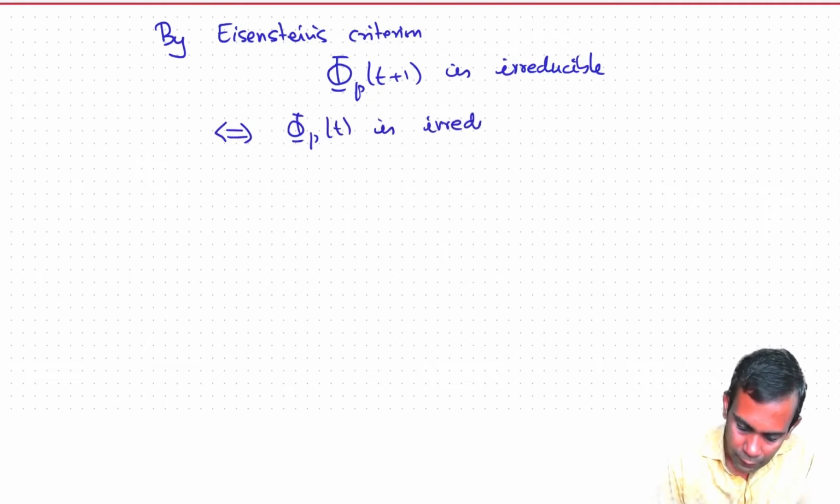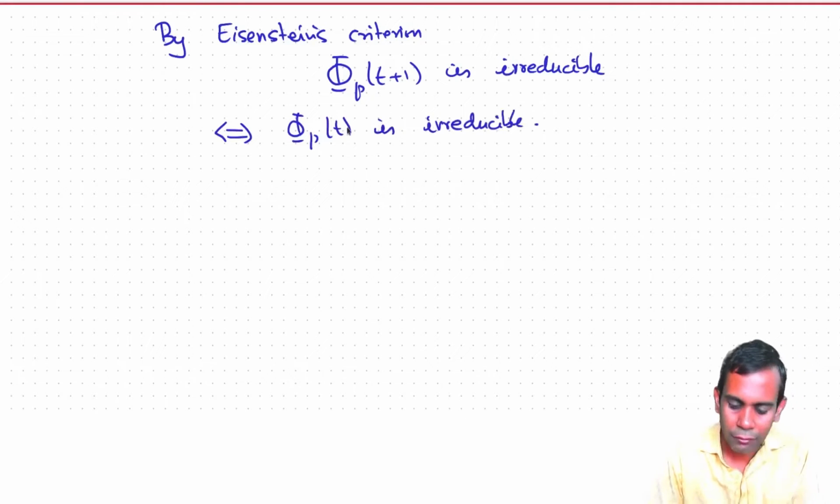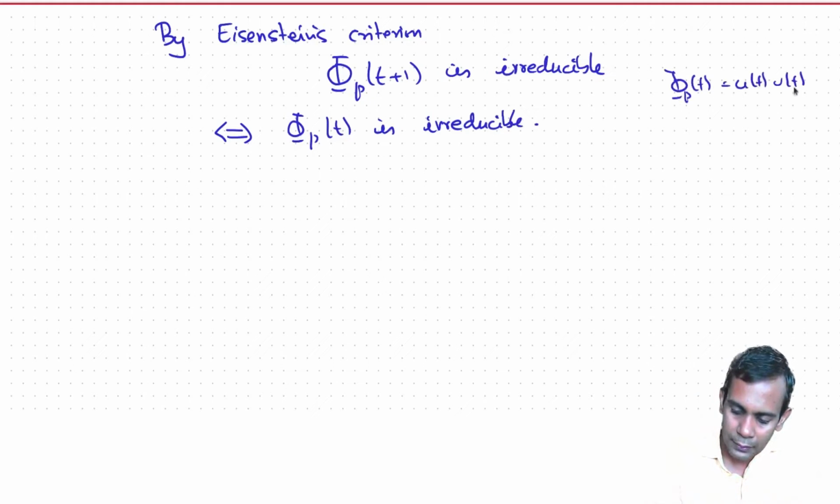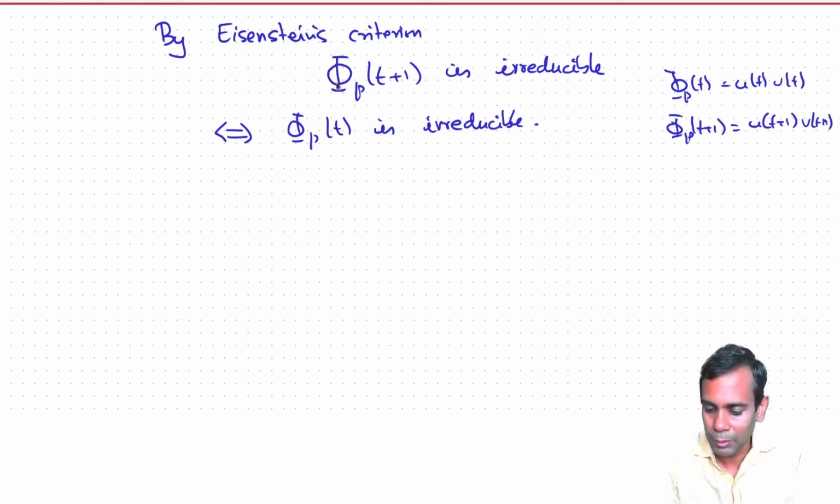See, if you have a factorization of phi p t, say phi p t equals u t v t, then phi p t plus 1 equals u t plus 1 v t plus 1. So you can get a factorization of phi p t plus 1, and you can do the reverse by substituting t minus 1. So the irreducibility of these two polynomials is equivalent. So what we get is that phi p t is irreducible.